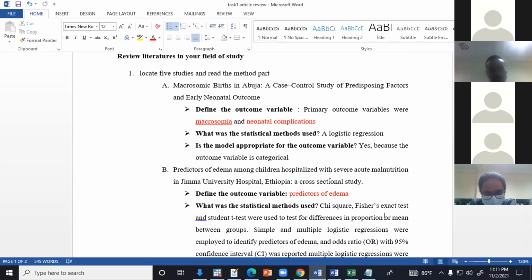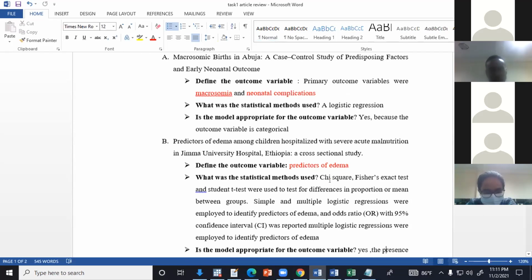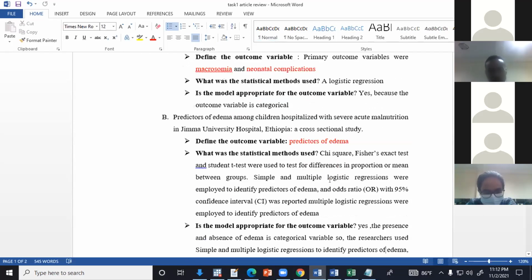The second was predictors of edema among children hospitalized with severe acute malnutrition in Jimma University Hospital, Ethiopia, a cross-sectional study. The outcome variable is edema. The statistical methods used were chi-square, Fisher's exact test, and the student t-test to test for differences in proportion or mean between groups. Simple and multiple logistic regression were employed to identify predictors of edema, and the risk ratio with 95% confidence interval was reported.